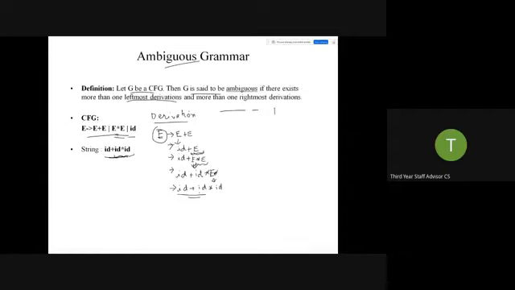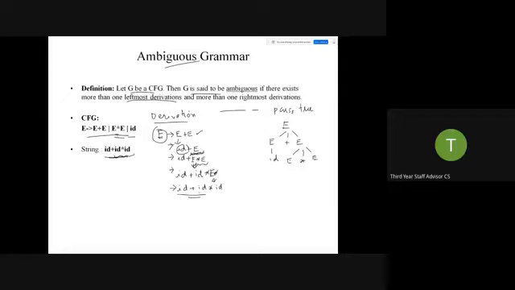What will be the corresponding parse tree for this derivation? First, you have to start with the start symbol E, that will be the root node. Next, we are using the production E implies E plus E, so this can be represented as E with children E plus E. Next, we are replacing the leftmost E with ID, so this is represented as ID. And next, this E is replaced with E star E.